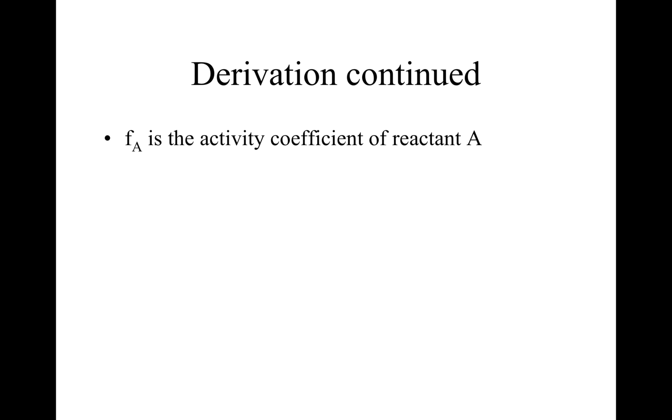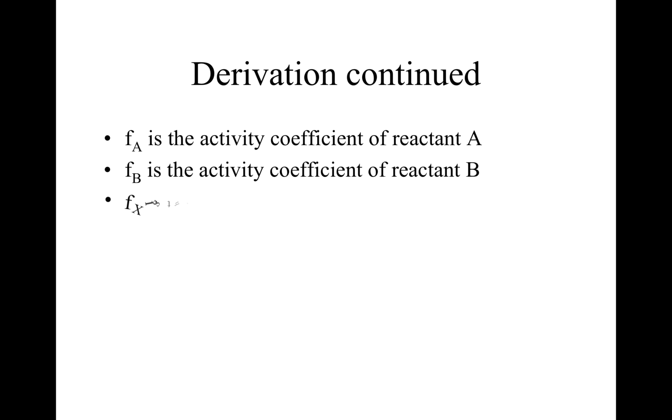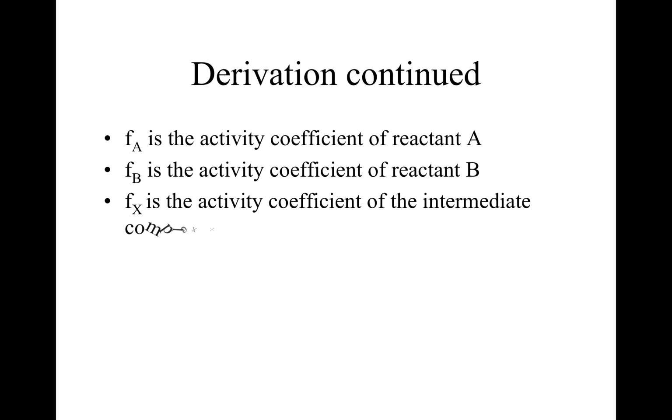Here K is the rate constant in solution, and K0 is the rate constant in the gaseous phase. FA is the activity coefficient of reactant A, and FB is that of reactant B. FX is the activity coefficient of the intermediate complex X.